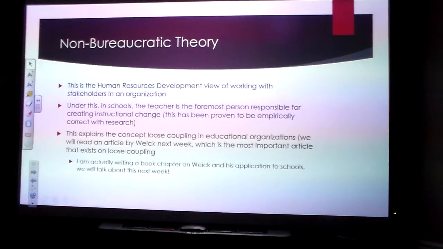So next we have the non-bureaucratic theory. This is the human resources development view of working with stakeholders in education. This is basically that the teacher's in charge of their own classroom. They make change, which has been empirically correct with research, and this relates to the concept that Weick discussed, which was really loose coupling. And I'm doing a book chapter on Weick, and it's something that I'll talk about if you watch the video on Weick.